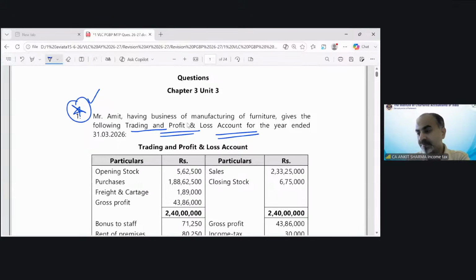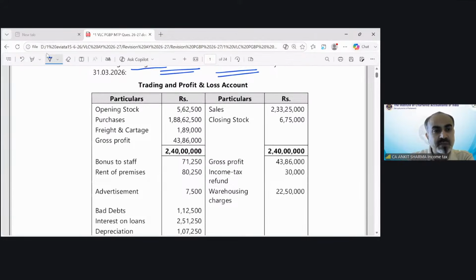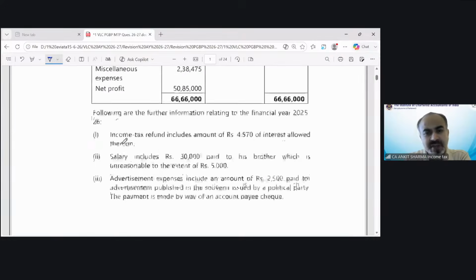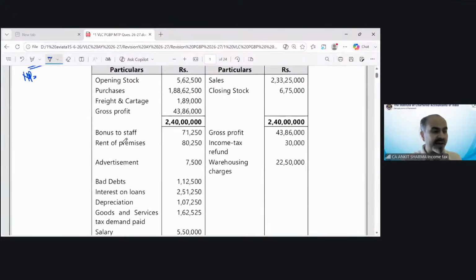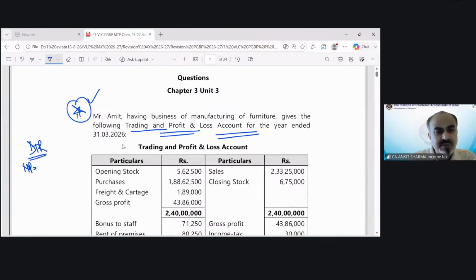Very important. So first of all, we will take the default tax regime to solve this question. For that, we need the net profit. The net profit as per accounting has been given as 50,85,000. So first of all, we will take that 50,85,000.